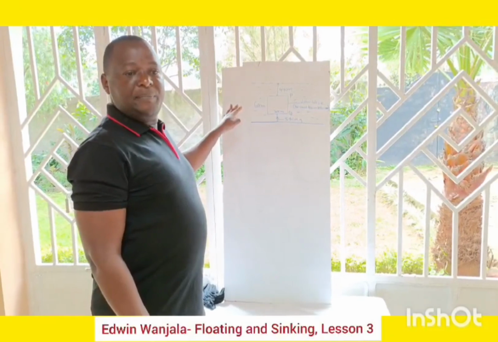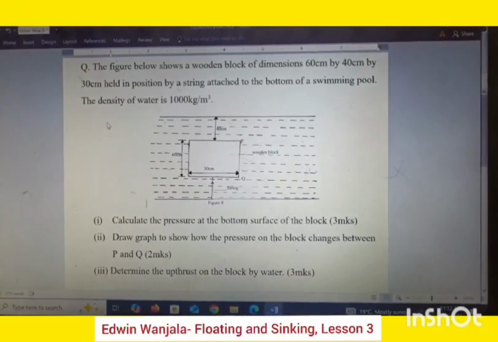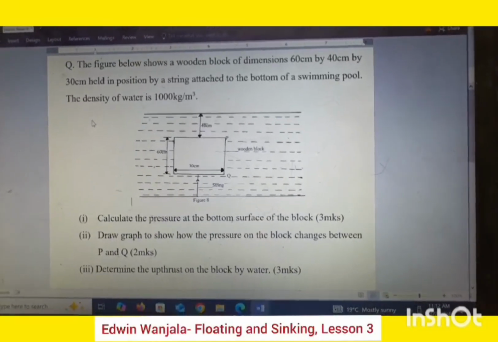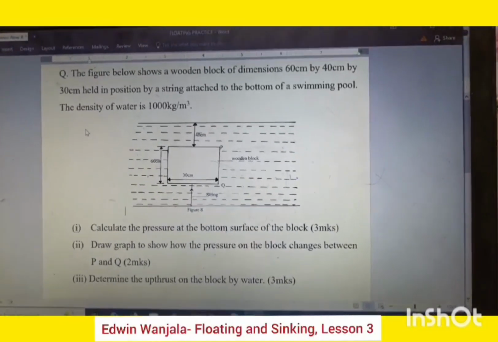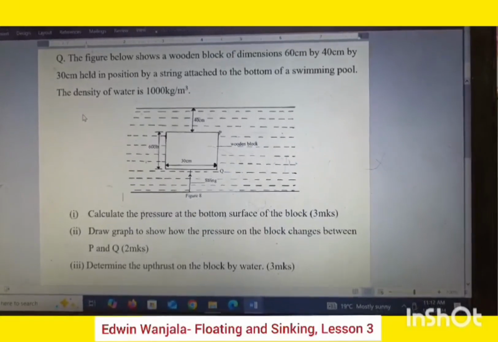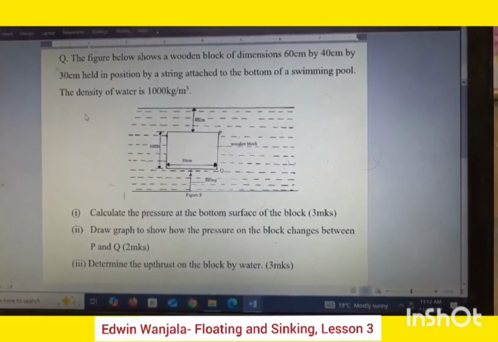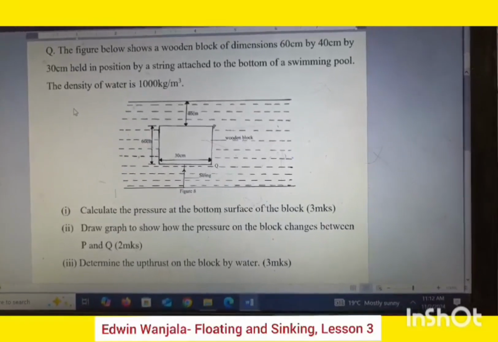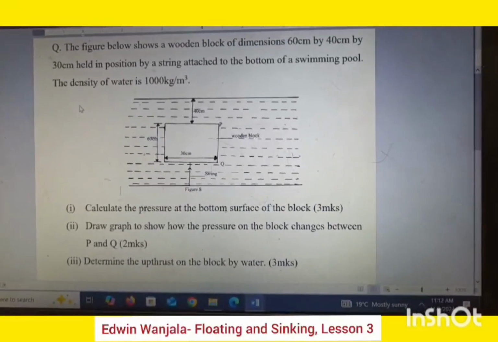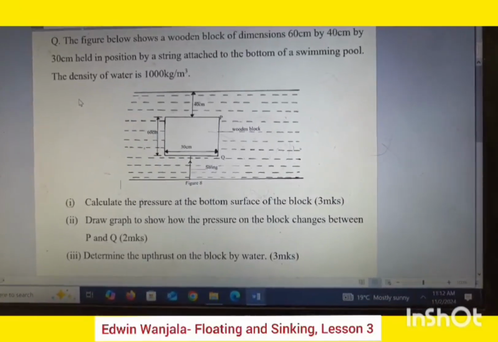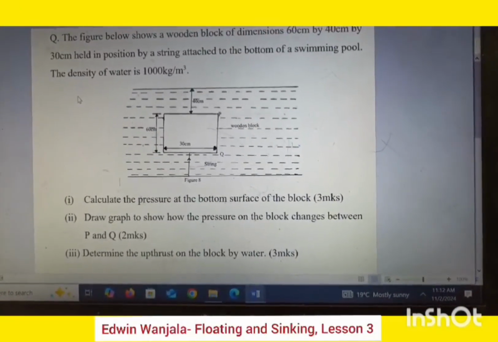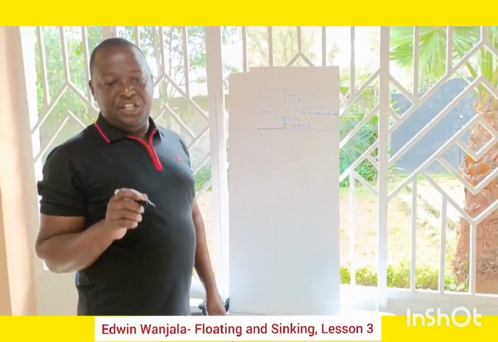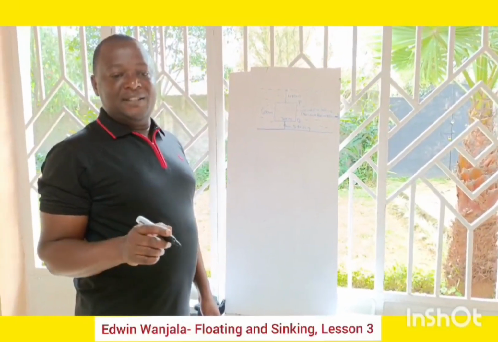concerning the Archimedes principle. The figure below shows a wooden block of dimensions 60 cm by 40 cm by 30 cm held in a position by a string attached to the bottom of a swimming pool. The density of water is 1000 kilograms per cubic meter. So question Roman 1, calculate the pressure at the bottom surface of the block. That will be 3 marks. Calculate the pressure at the bottom surface of the block.